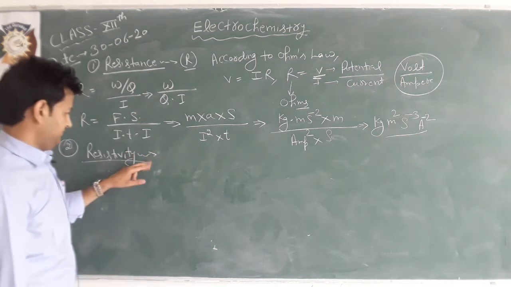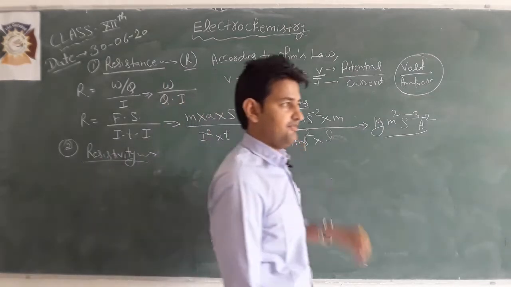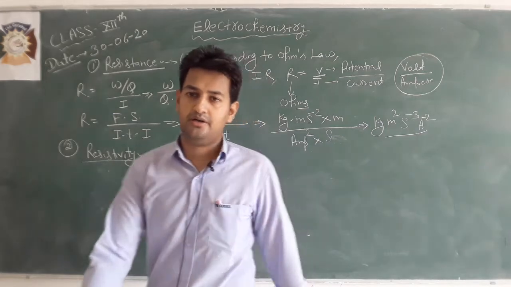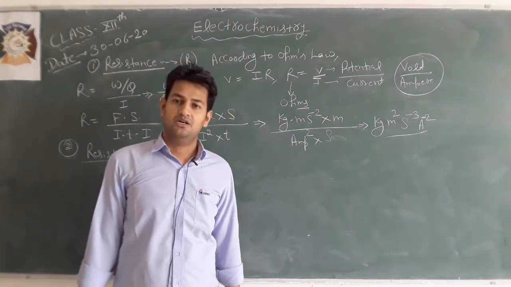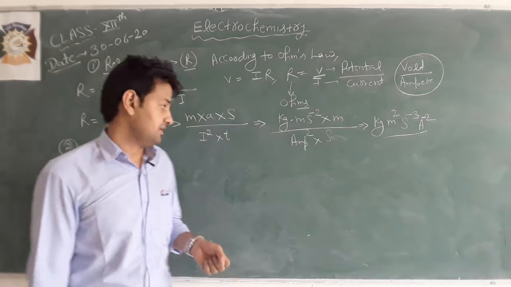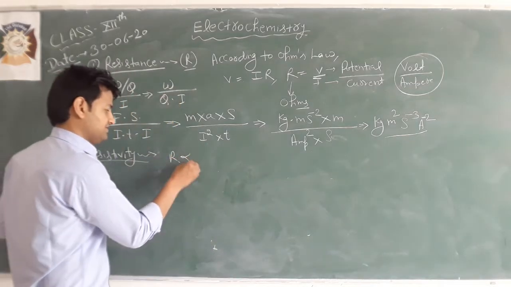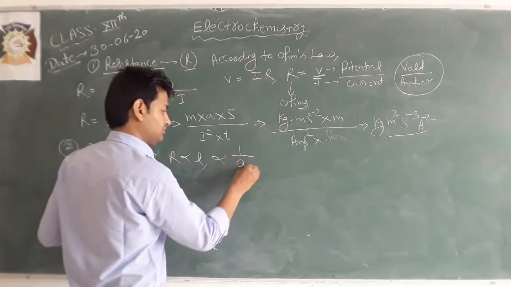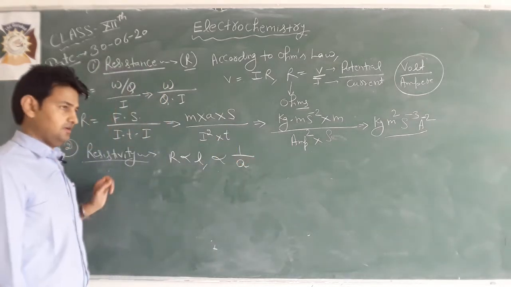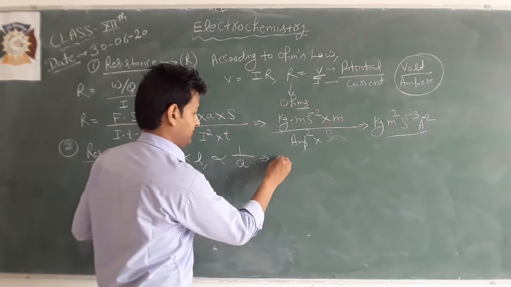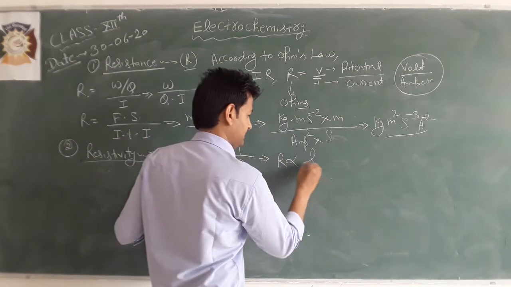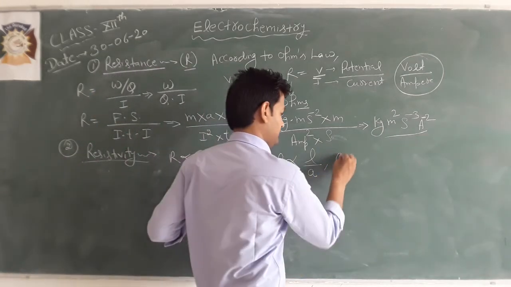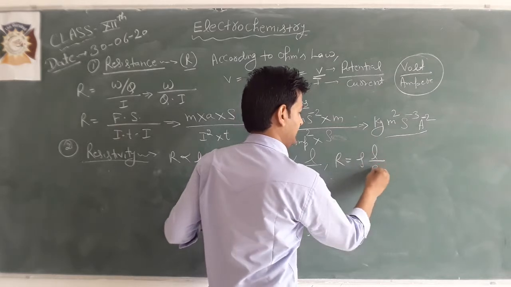What is resistivity? We know that resistance of a conductor is directly proportional to length of conductor and inversely proportional to the cross-sectional area of the conductor. So when we combine both of these, resistance comes out to be proportional to L by A. When we remove this proportionality, R is equal to rho into L by A.